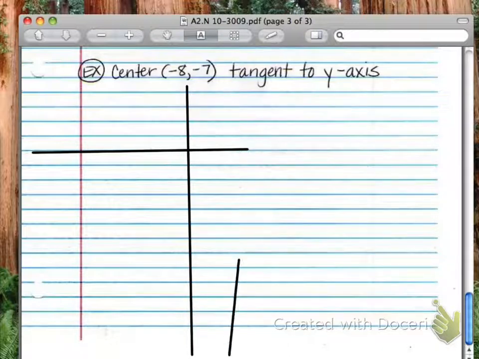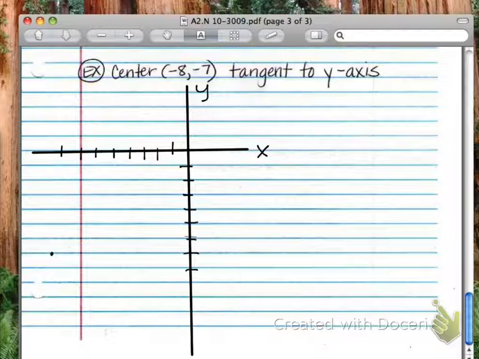So here's my x and y axis. So here's x. And here's y. So I know I have a point at, let's see, 1, 2, 3, 4, 5, 6, 7, 8, right? And then over here, I need to go to 8 this way. So 1, 2, 3, 4, 5, 6, 7, 8. So I have a point at -8 and -7. So right here. Okay, so basically you have a point right here, at -8 over -7.